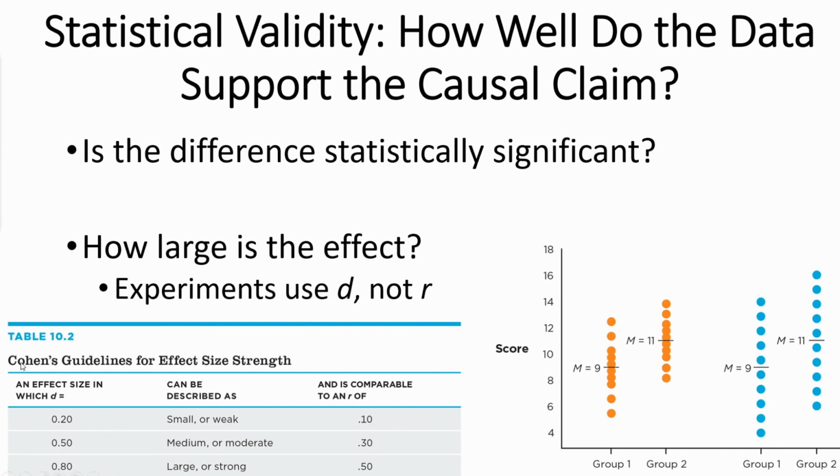And actually at the bottom here, we have Cohen's guidelines for effect size strength, where we've already seen this side of things, where an r of 0.1 is small or weak, an r of 0.3 is medium or moderate, and so on. But we can also look at d in terms of small or weak, medium or moderate, and large or strong. And these are scaled up just a little bit because they're not the exact same as r's. So here, a d of 0.2 is small or weak, 0.5 is medium or moderate, and 0.8 is large or strong. So same idea, a little bit of a different application.